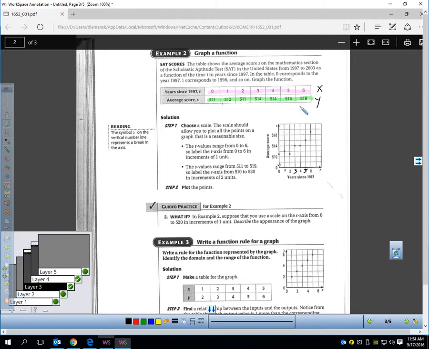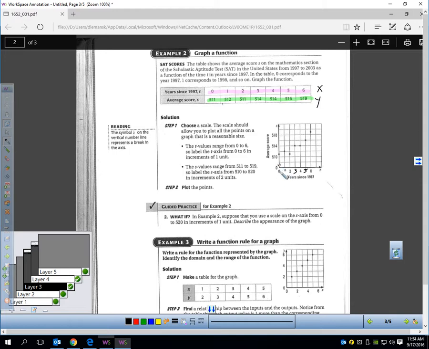Think carefully. If I pick a scale that goes 0, 1, 2, 3, 4, 5, 6, and so on, 1 unit at a time, think about how much graph paper I'm going to need to get this all the way up to the 500s. I'm going to have sheets of graph paper taped together to make that happen. That's not going to be a good scale.